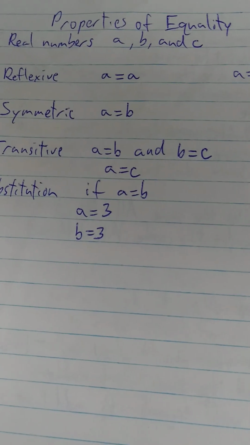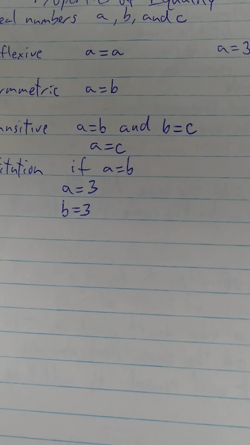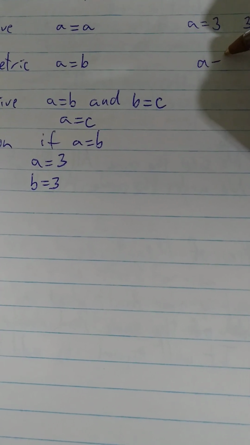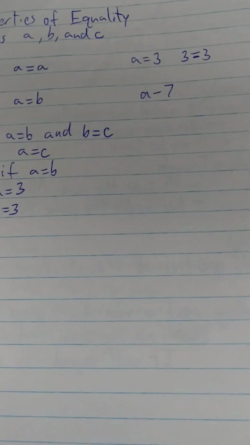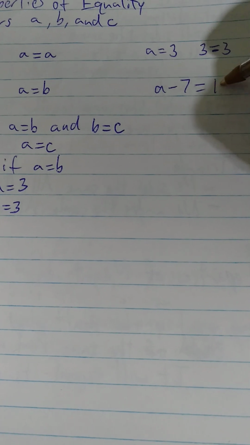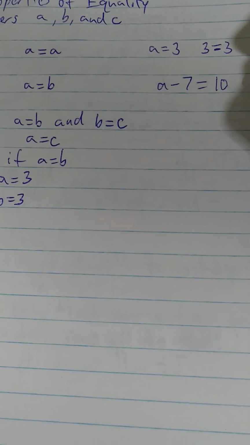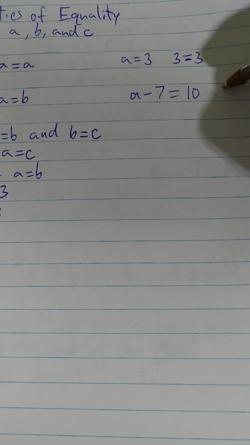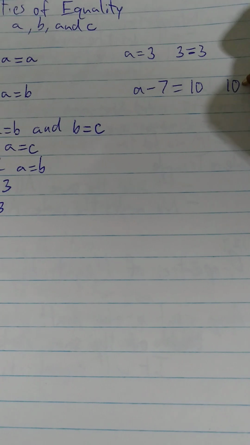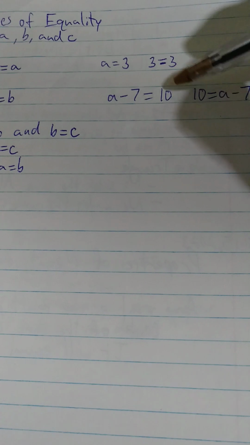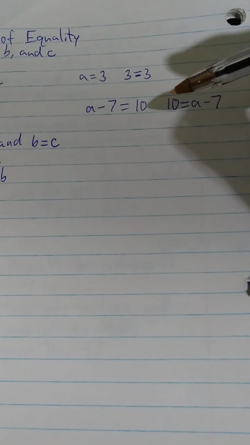So symmetric, an example of that is, let's see, if A minus 7 equals, say, 10, then that also would mean that 10 would also be equal to A minus 7. So either way, going backwards or forwards, the equation still stands.